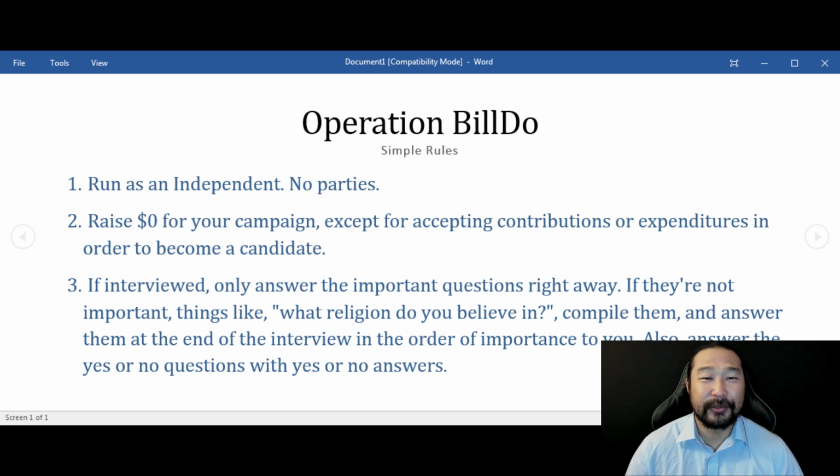There's 3 simple rules. 1, run as an independent. No parties. No DNC. No RNC. No Libertarian Party. No Green Party. You have to run as an independent. That's the rule. The first rule. Number 2, raise $0 for your campaign except for accepting contributions or expenditures in order to become a candidate.